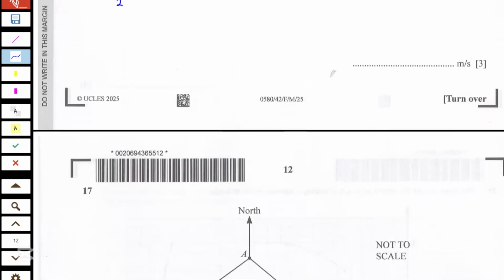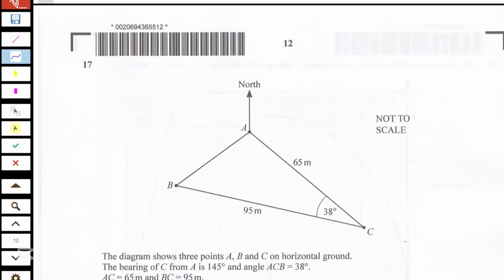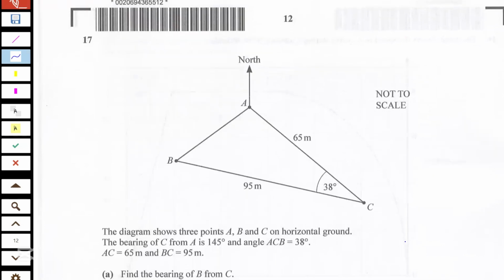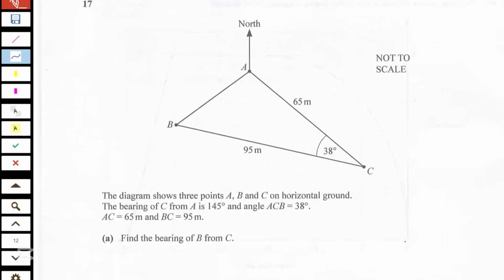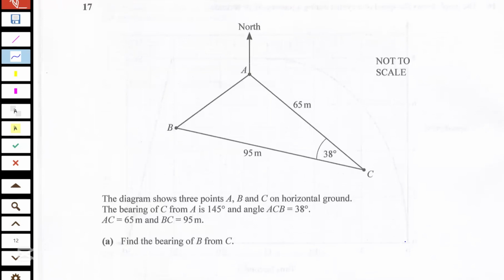Now let's move on to the next, which is question 17. Question 17, the diagram shows 3 points A, B, C on horizontal ground. The bearing of C from A is 145 degrees. Angle ACB is 38 degrees. AC is 65 meters and BC is 95 meters. Find the bearing of B from C. Now we're looking for the bearing of B, the point B, from point C.